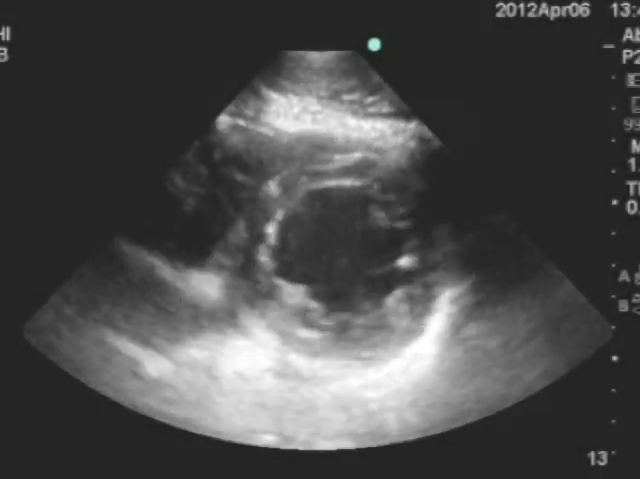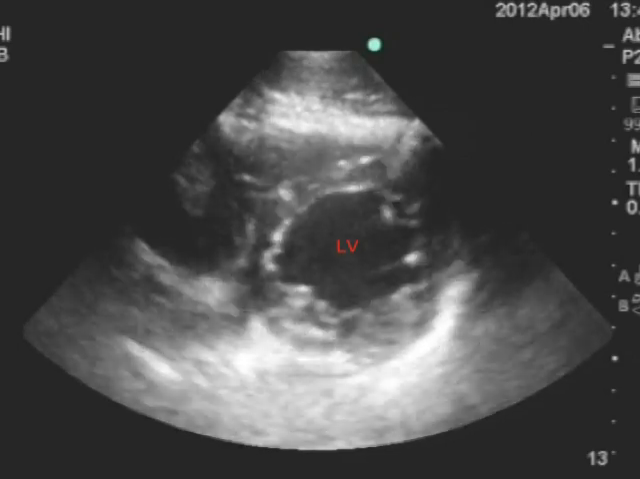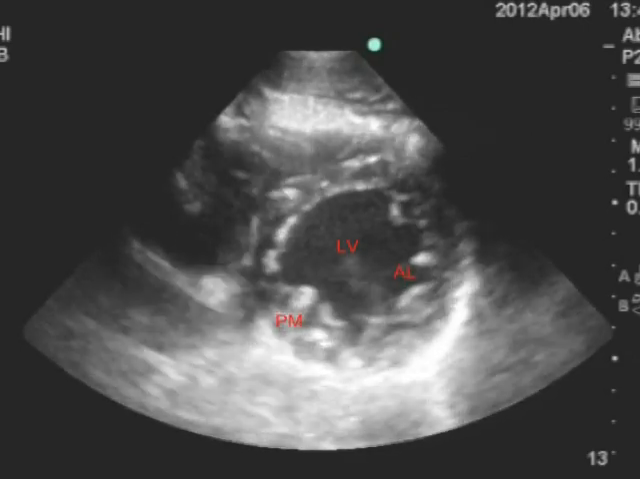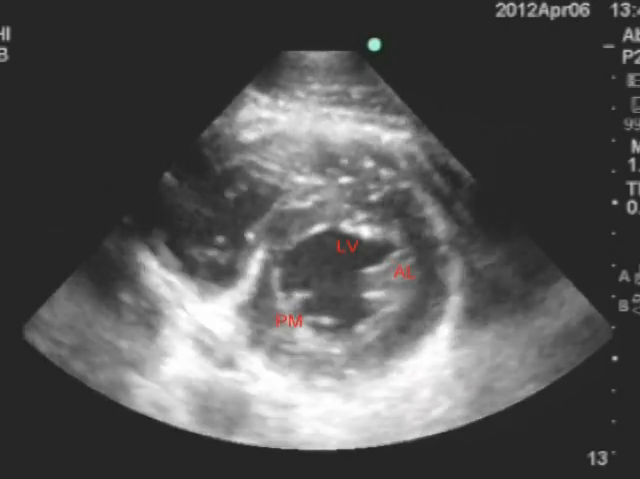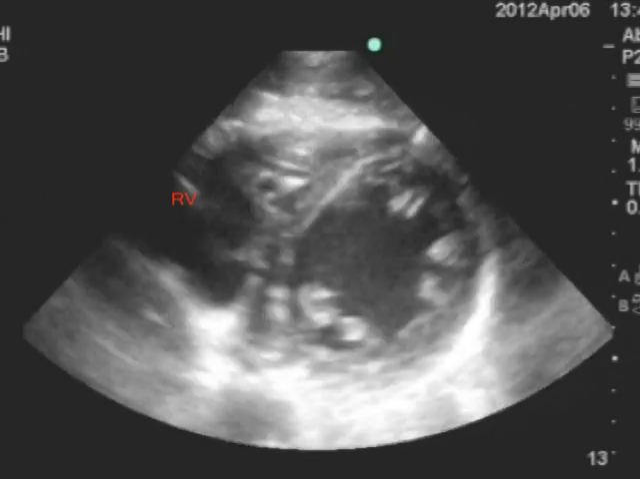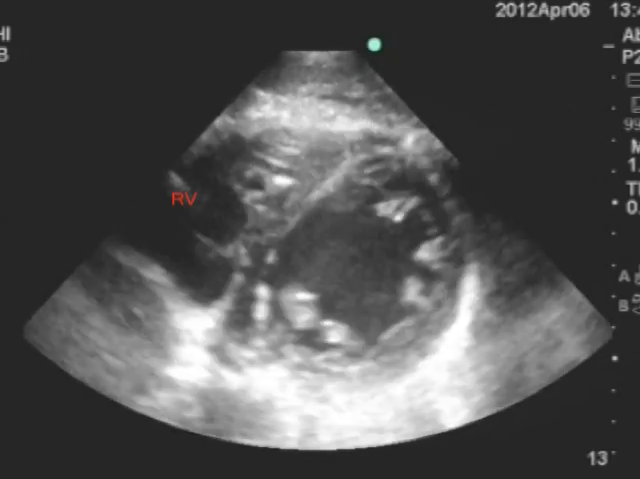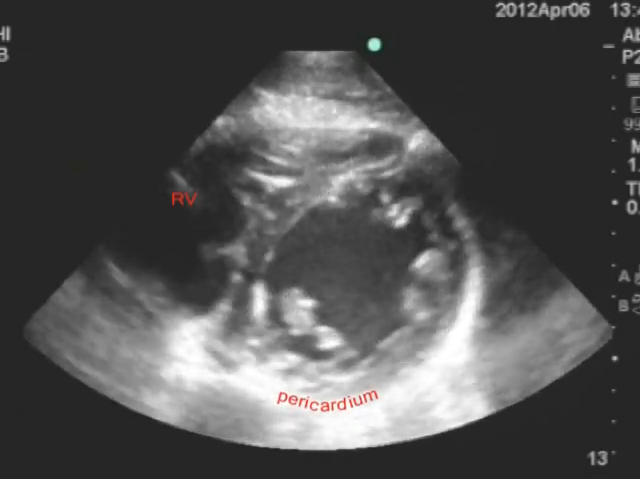In this view, we see the left ventricle contracting nicely. We see the posteromedial and anterolateral papillary muscles. We see the right ventricle. We see a hyperechoic line representing the pericardium posterior to the left ventricle.